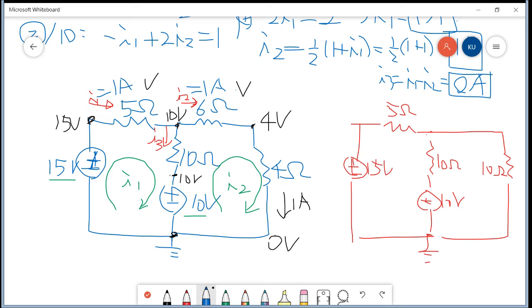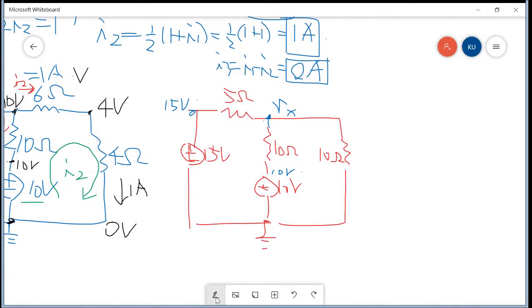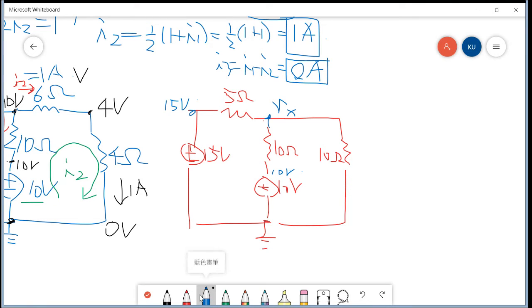So in this case, we actually have one node. This is Vx, this is Vx, and this is 0, so this is 10 volt, this is 15 volt. So we can use the node analysis to write a node equation. So actually, I assume the currents are going outside.